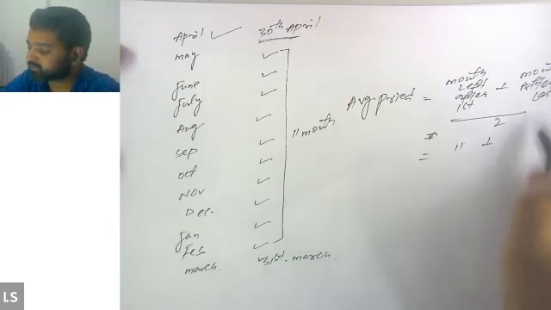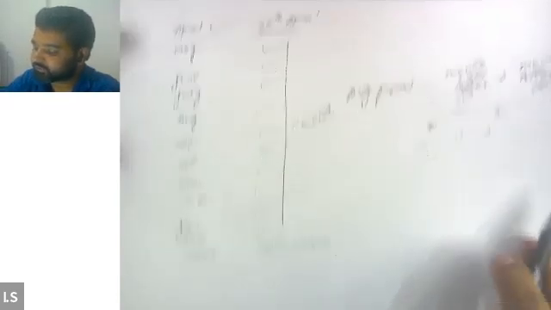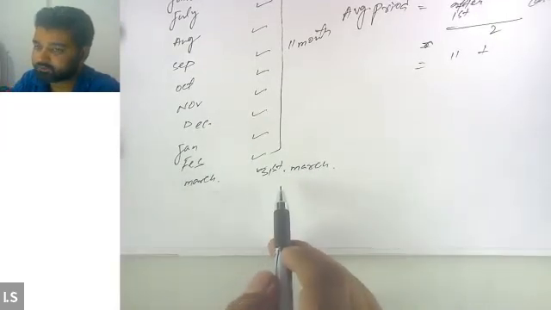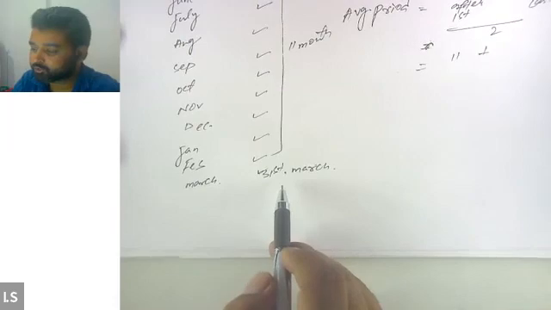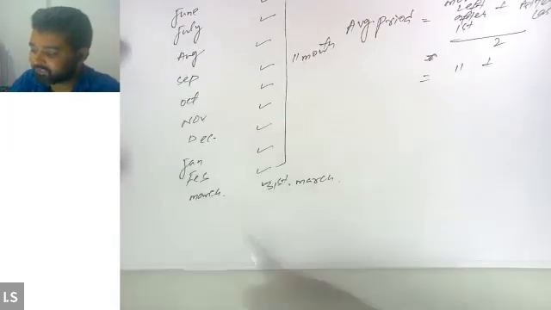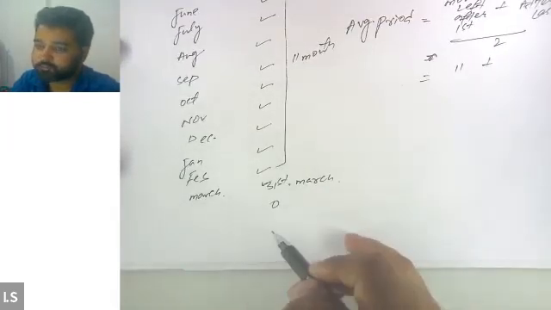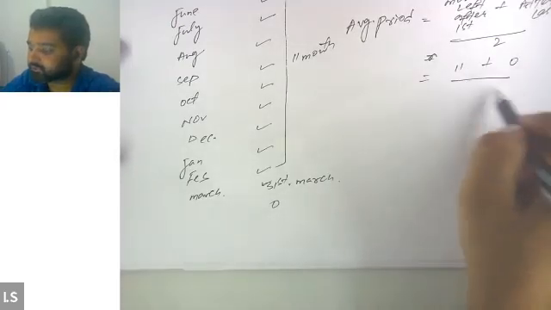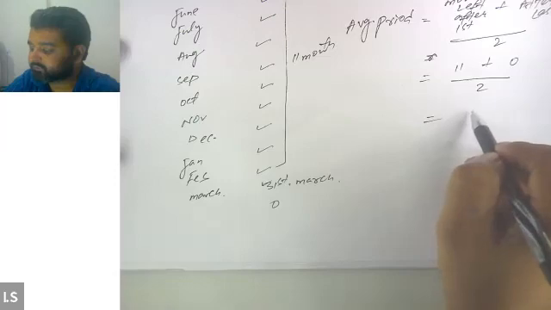Then how many months are still left after the last drawing? Tell me after the last drawing has been made on 31st March. So in the same year, how many months are still left? Answer is 0. 0 months are still left. That means 11 plus 0, it will be 11 plus 0 divided by 2. So answer will be 11 divided by 2, which will be 5.5.